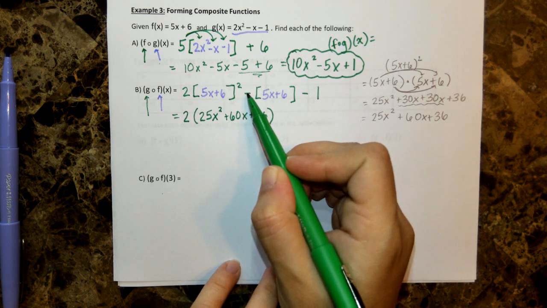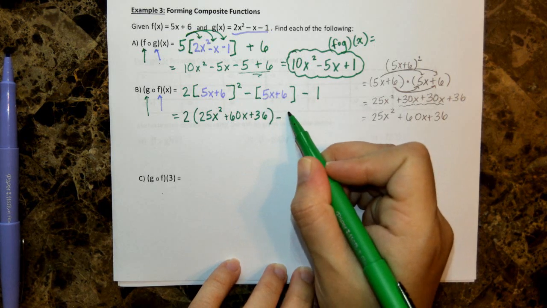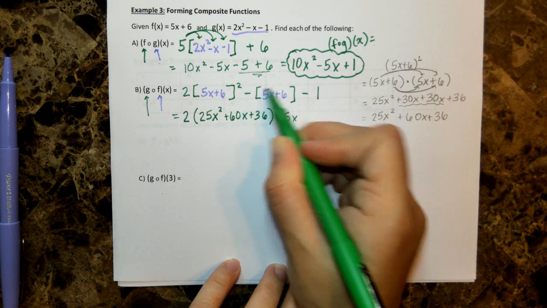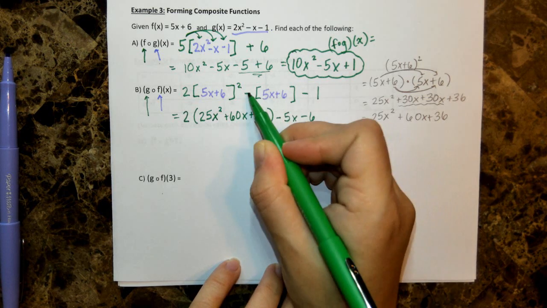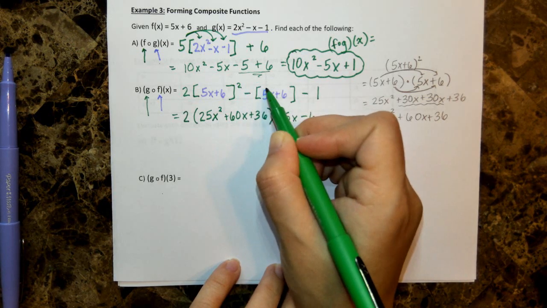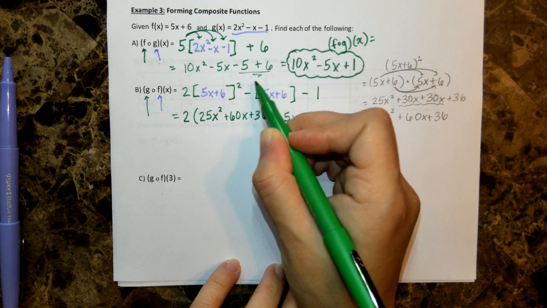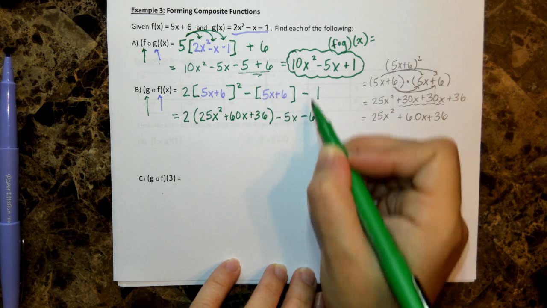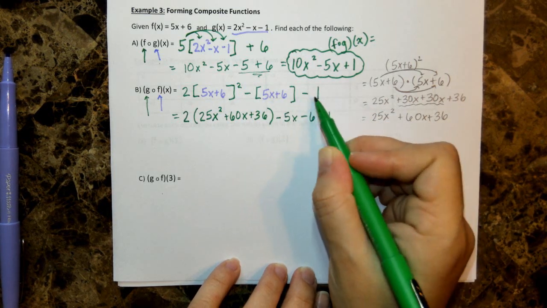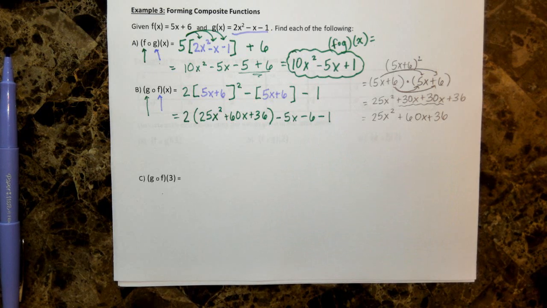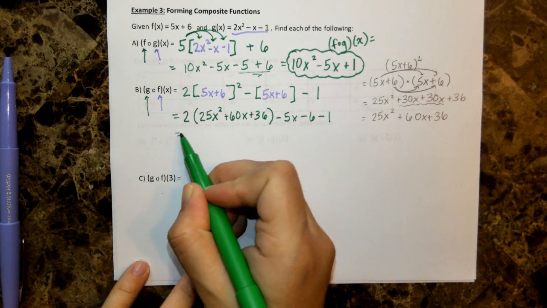We have minus 5x minus 6, because I'm subtracting both of these terms. Minus 5x, it's like a negative 1 times 5x, and a negative 1 times 6 is negative 6. And I still have this minus 1.